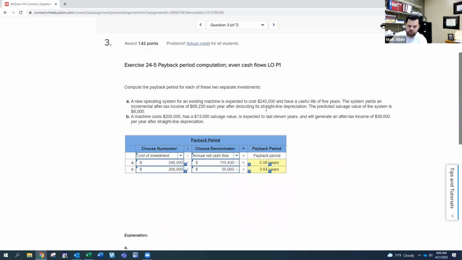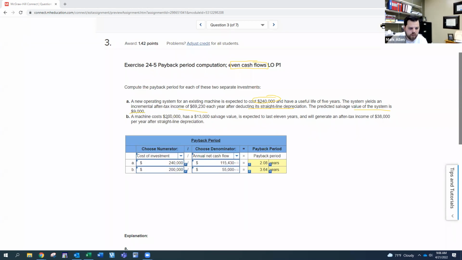Now, for the next one, this is a payback period problem that is super simple, right? We have one in here for even cash flows just so you can see how it works. But you'll notice this one's much easier. So in this case, a new operating system for a machine costs $240, has a useful life of 5. The system yields an incremental after-tax income of $69,230 after deducting straight-line depreciation. Predicted salvage value of the machine is $9,000.